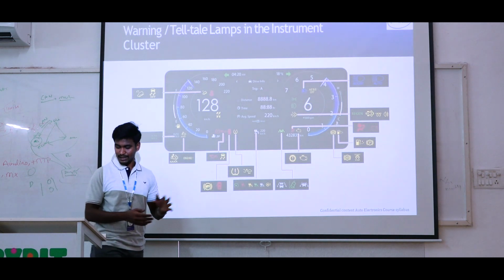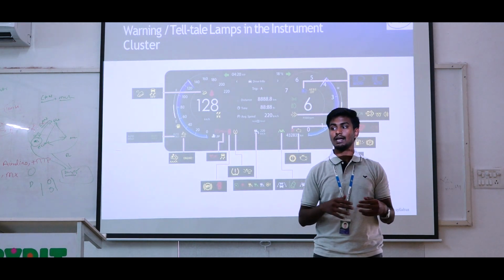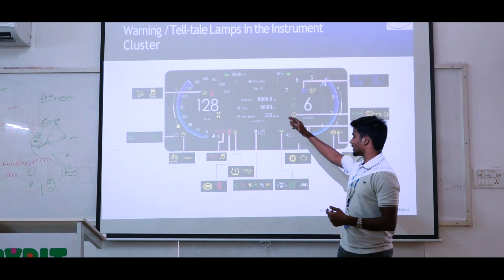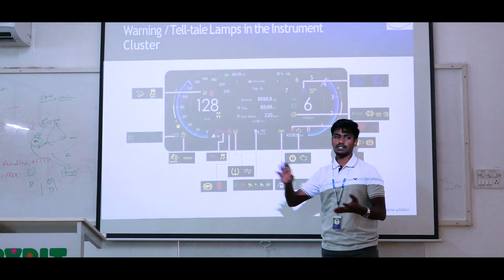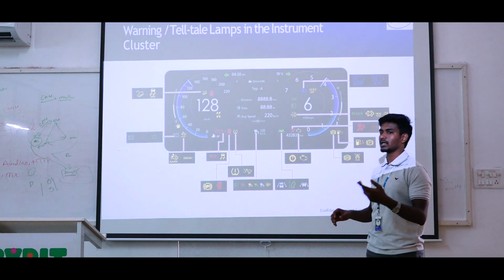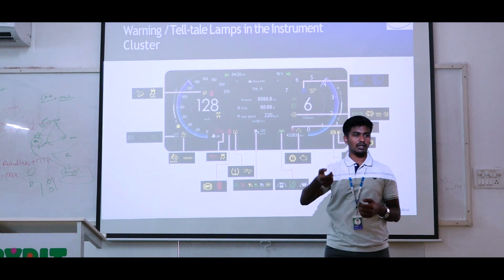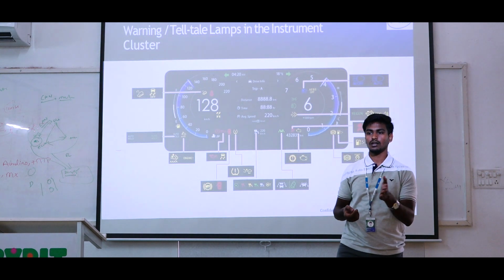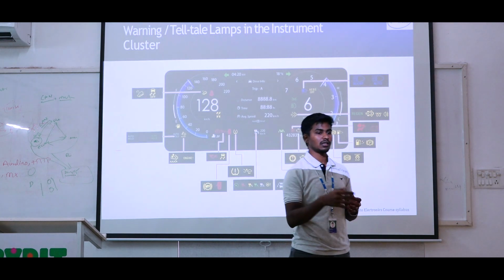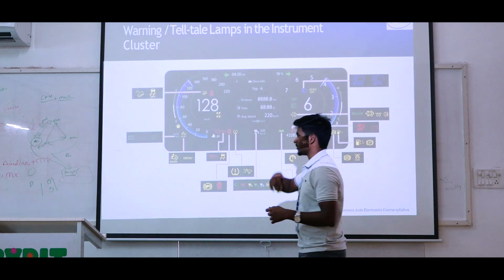Okay, this is a telltale lamp system, like warning lamps. We can technically say telltale instrument lamping. We can say telltale. So telltale means nothing but engine malfunction, battery malfunction, ABS malfunction. So these warning lamps are called telltale lamps. Then fuel economy indications, cruise control indications, and electronic stability program warnings. These kinds of warning lamps are called telltale lamps.